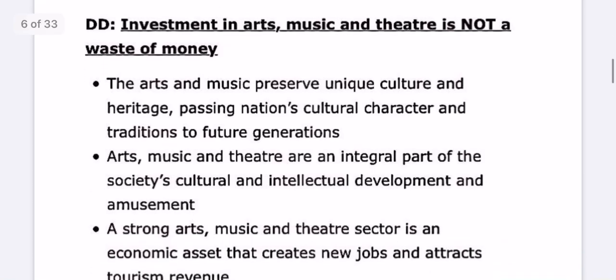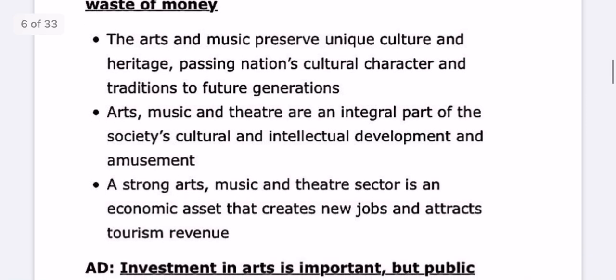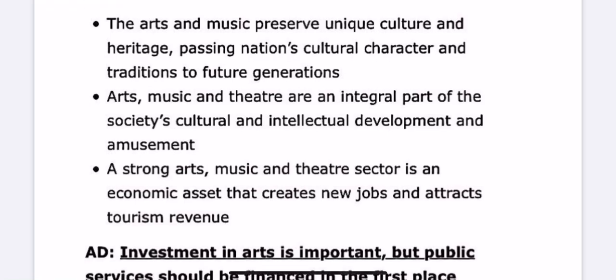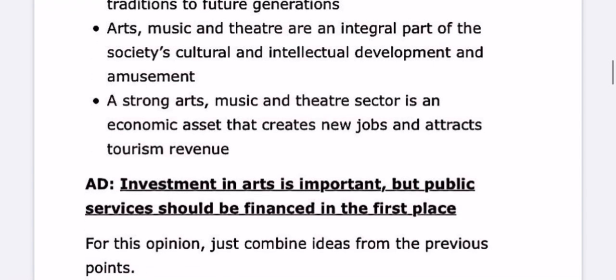Then if the writer is completely disagreeing, these points can be used. The arts and music preserve unique culture and heritage, passing on a nation's cultural character and tradition to future generations. Arts, music and theater are an integral part of the society's cultural and intellectual development and amusement. And third, a strong arts, music and theater sector is an economic asset that creates new jobs and attracts tourism revenue.